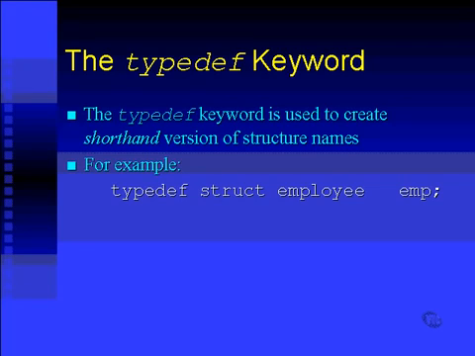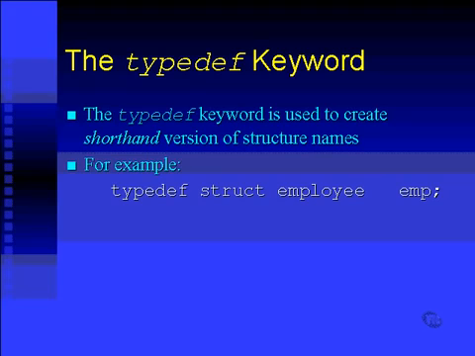Well, it actually creates for us a new type. It defines, that's the def in typedef, a new type. That's what typedef means. It defines a new type called emp. And emp is exactly equivalent to struct employee. So in other words, you can think of it as an alias. You can think of it as a shorthand name.